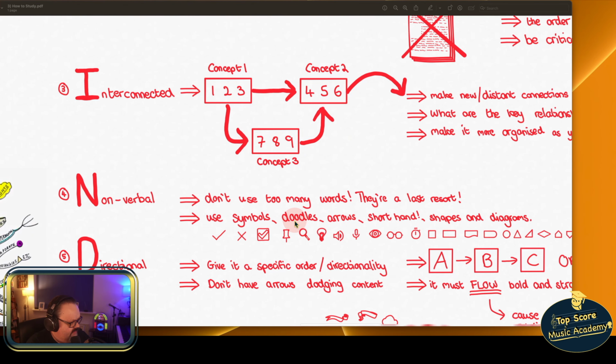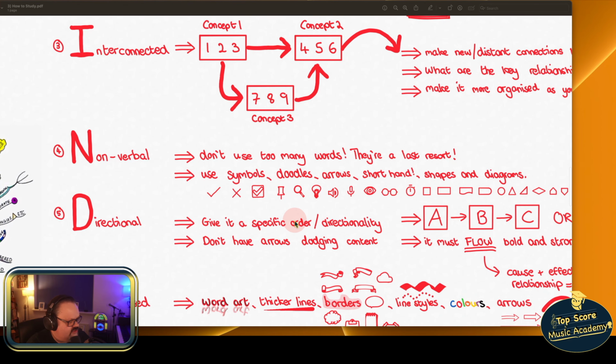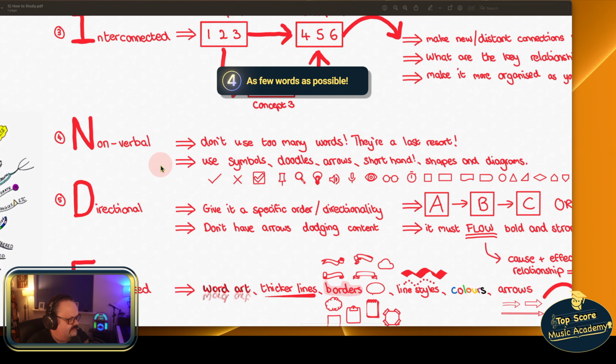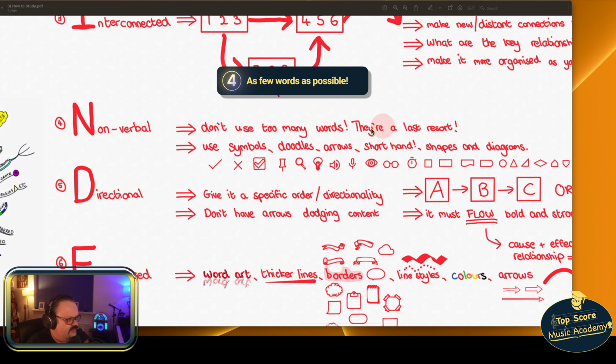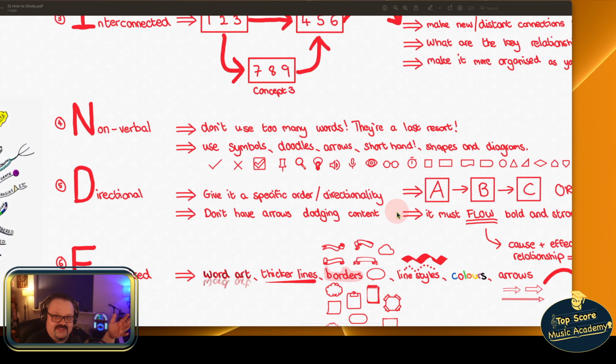This one is one that I think most students do struggle with, this idea of non-verbal mind maps. Don't use too many words like I have, for example, on this handout. This handout's not a mind map, so it's not really comparing like with like. But you don't want to be making lists like I've done here, just one arrow after another or one bullet point after another, and all my information is linear. You don't want to be doing it like that.